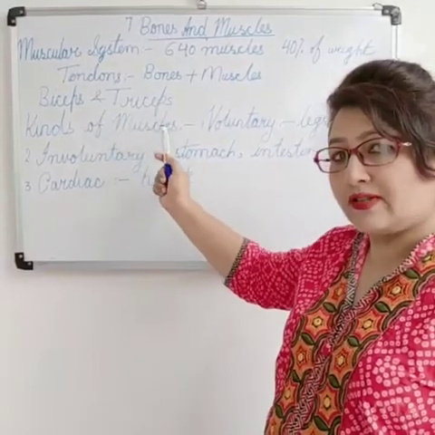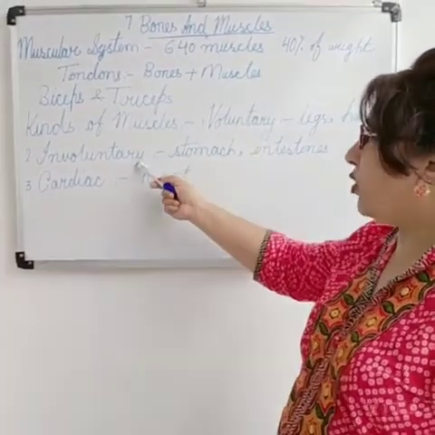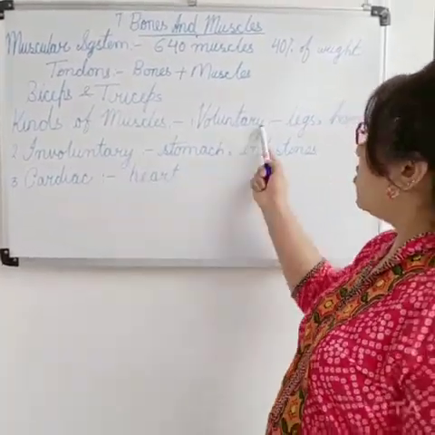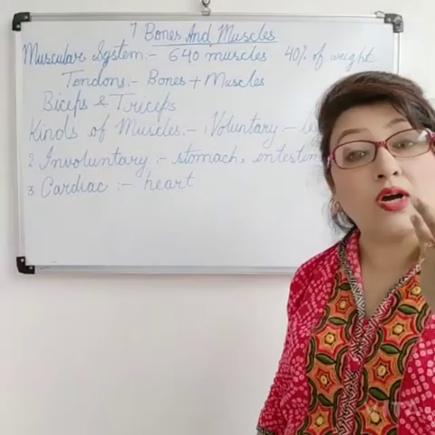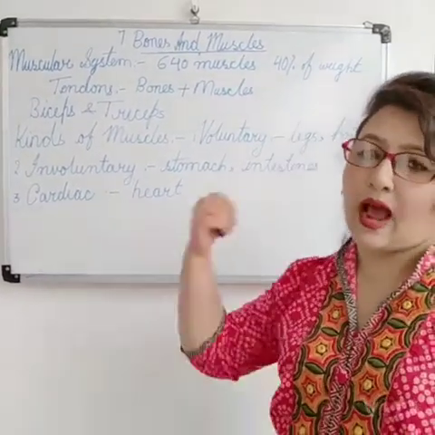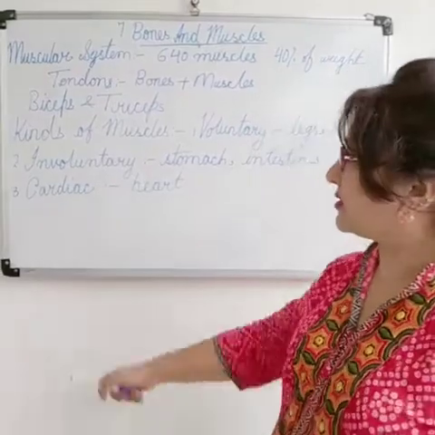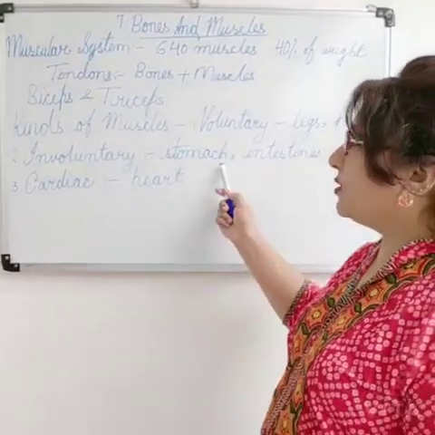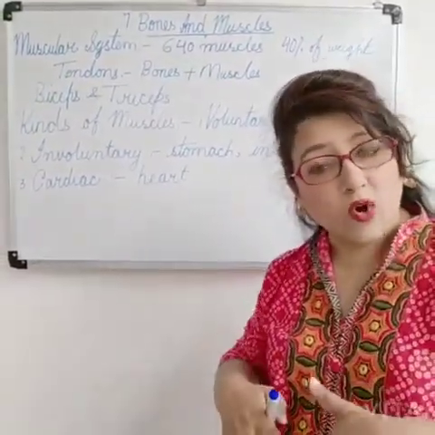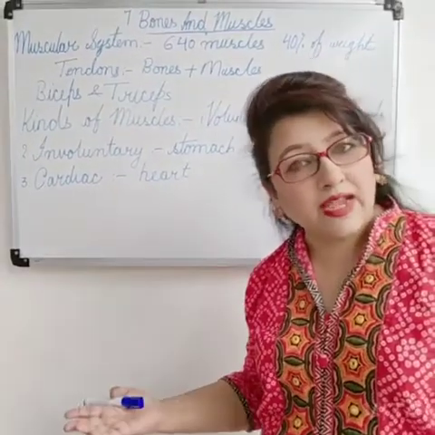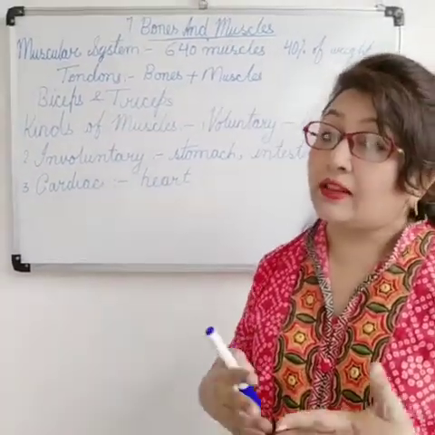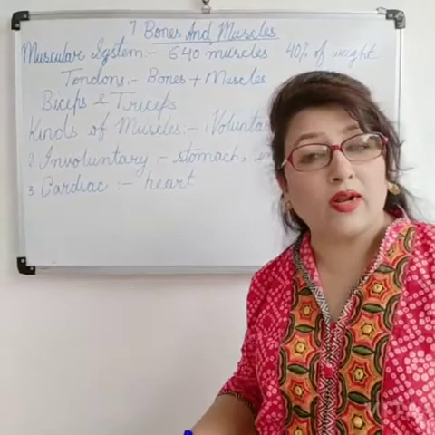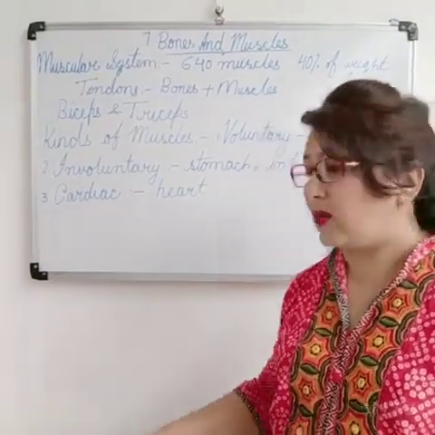Now the kinds of muscles are voluntary muscles, involuntary muscles, and the cardiac muscles. Voluntary muscles are those which work according to our will. For example, our hand and leg muscles. In the same way, the involuntary muscles are those which are found inside our body, like the stomach muscles, intestine muscles, and the lung muscles. They work against our will. The whole time they are working, but against our will.